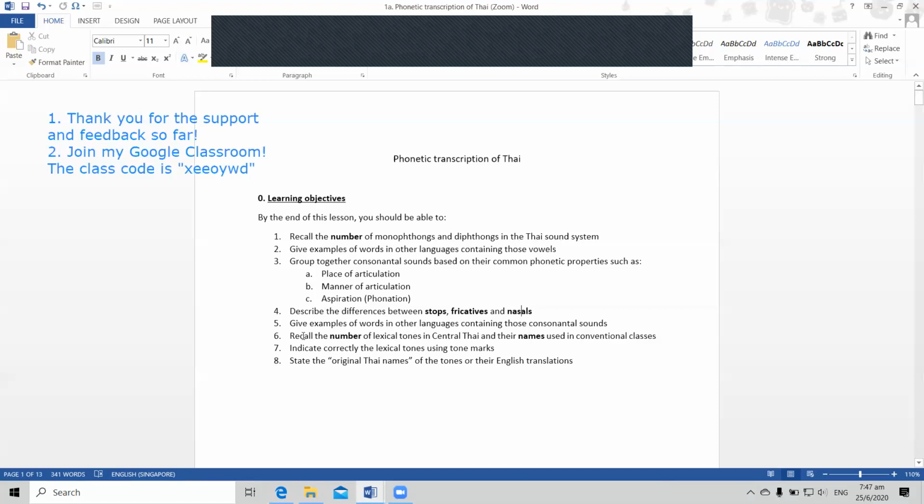Next, you should be able to recall the number of lexical tones in Central Thai and their names used in conventional classes, which means the names that Thai lecturers teach students at the university. You should be able to indicate correctly the lexical tones using tone marks. And lastly, you should be able to state the original Thai names of the tones or their English translations. So these are the learning objectives of this lesson.